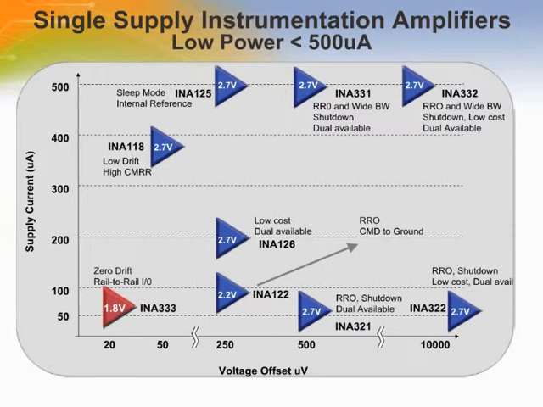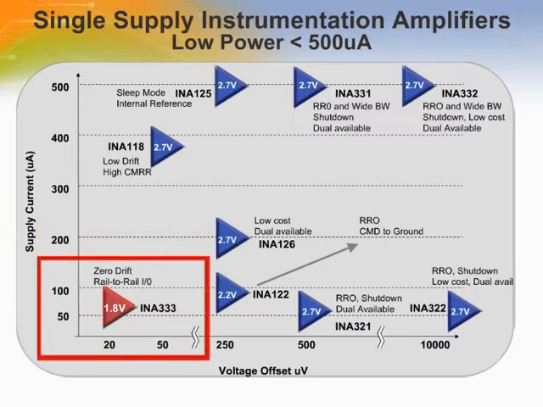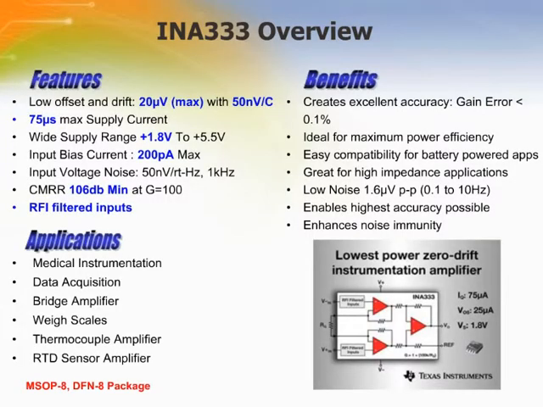The INA333 zero-drift topology expands on TI's already well-balanced, low-power single-supply instrumentation amplifier family, featuring devices with wide bandwidth, rail-to-rail outputs, common mode input voltage to ground, high common mode rejection ratios, and shutdown capability. The zero drift INA333 offers the lowest power, lowest input bias current, and best overall voltage offset/drift combination of any low single supply instrumentation amplifier on the market.